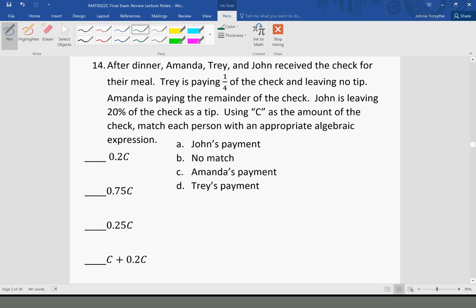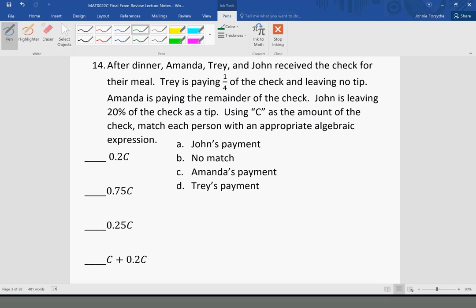Okay, 14. After dinner, Amanda, Trey, and John received the check for their meal. Trey is paying 1/4 of the check and leaving no tip. Amanda is paying the remainder of the check. John is leaving 20% of the check as a tip. Using C as the amount of the check, match each person with an appropriate algebraic expression.